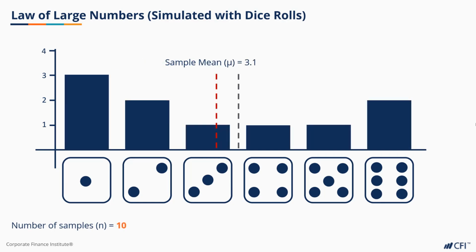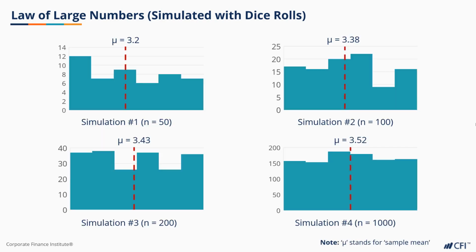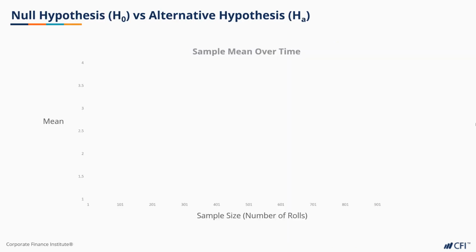After 10 rolls, it can commonly be quite a bit off. But as we increase our simulation to 50 rolls, then 100, our measures tend to move closer and closer to the real mean. By 200 rolls, you tend to get a number very close to 3.5 in simulation after simulation after simulation.